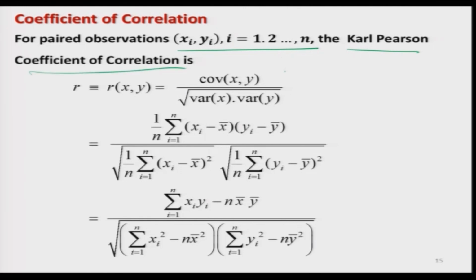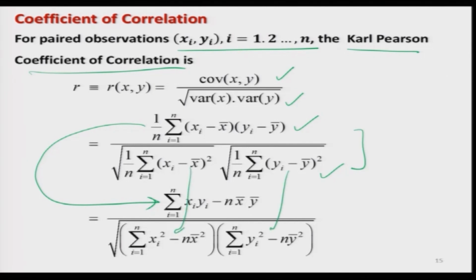It is defined here as the covariance between x and y divided by the square root of the variance of x and the variance of y. Now, if you simply substitute the values of covariance and the variances of x and y, you get this expression, and this expression can be further solved. The covariance can be written as summation xi yi minus n times x bar y bar, and the variances can be written as summation xi square minus n times x bar square and summation yi square minus n times y bar square. Right. So, this can be computed using this expression.